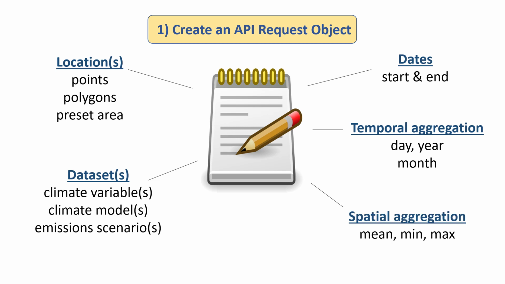If you're querying polygon areas, you also need to specify how you want the data to be spatially aggregated. This is needed in the likely situation where a polygon covers more than one grid cell of climate data. The spatial aggregation option specifies how you want the climate values for those grid cells to be collapsed into a single value for the polygon.